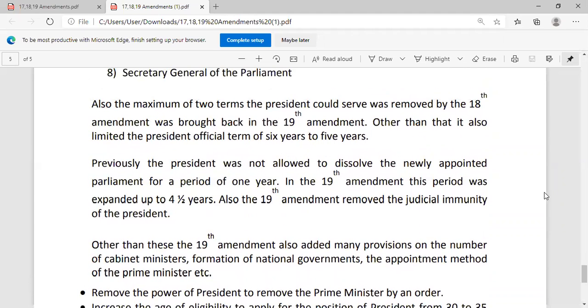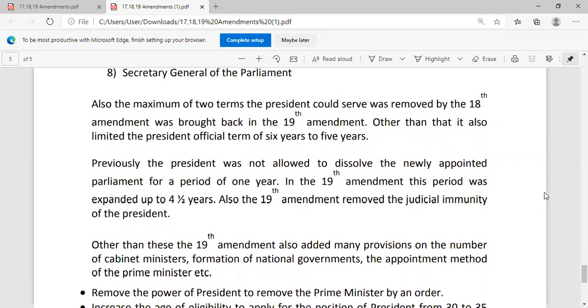Then it says also the two terms the president could serve was removed in the 18th amendment and was brought back in the 19th amendment. Other than that, it also limited the president's official term from 6 years to 5 years. Previously, the president was not allowed to dissolve the newly appointed parliament for a period of 1 year, and in the 19th amendment, this period was extended up to 4.5 years. Also, the 19th amendment removed the judicial immunity of the president. Now, that's also another important point.